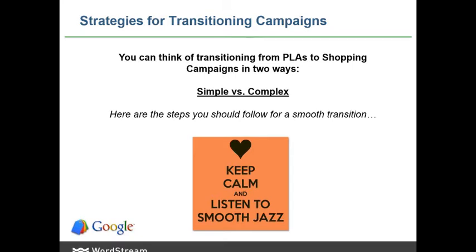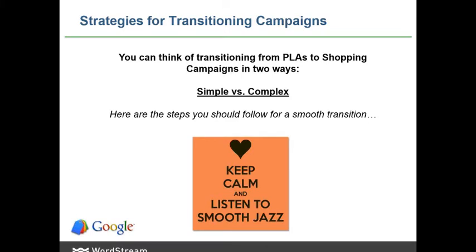So the first step that you need to take when you're actually transitioning, beyond just thinking if you're a simple or a complex campaign, is to actually prepare your feed for upgrades. So as Chris mentioned earlier, you don't actually need to make drastic changes to your feed before you upload it. Really what you need to do is just take advantage of some of the additional parameters that you can use to make your shopping campaigns a bit more flexible.